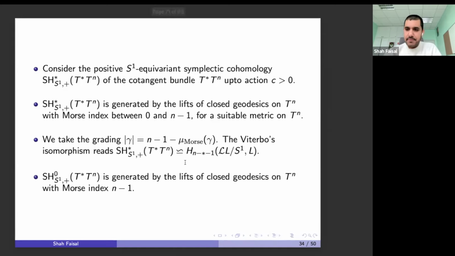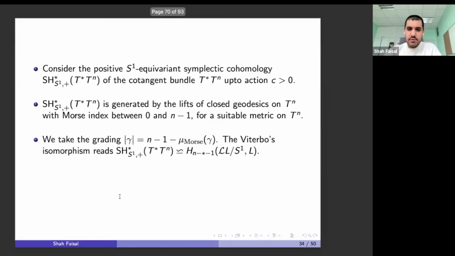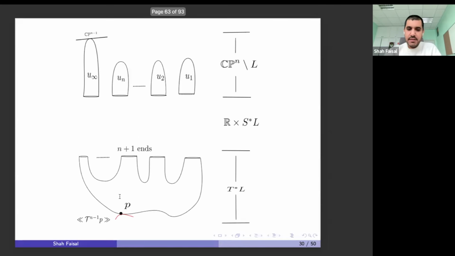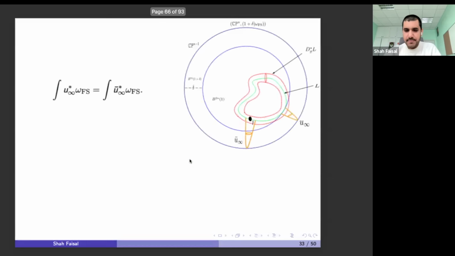And if I look at the grade 0 symplectic homology, then these are precisely generated by closed geodesics of Morse index n-1, in this grading. I want to remind that in this picture, this curve is rigid, so that forces all the ends to have Morse index n-1.